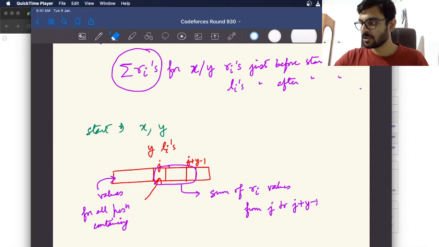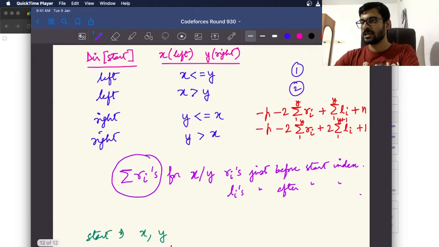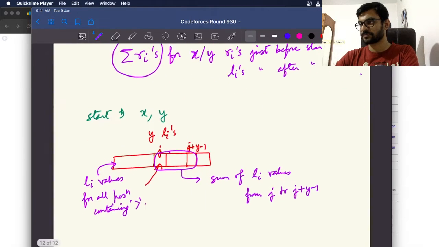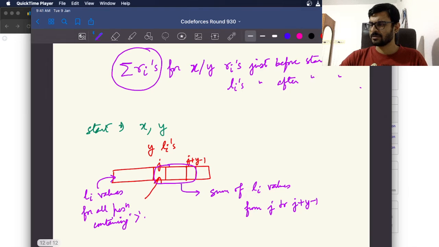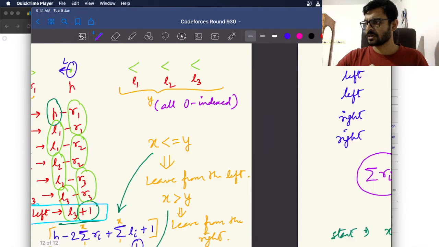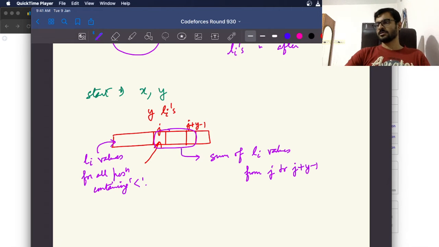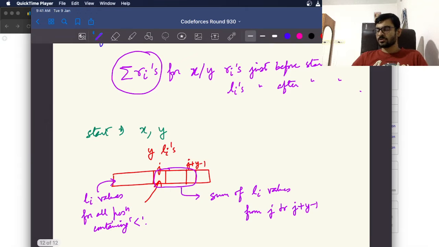Li values for all positions containing a right pointer. In LIs we are considering the right pointer, right? Or have I just messed it up? No, LIs is left pointers. So to the right, I'm looking for the left pointers here. Now this summation, so what am I requiring here?